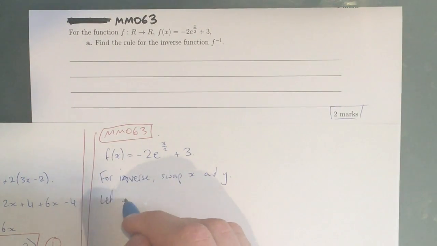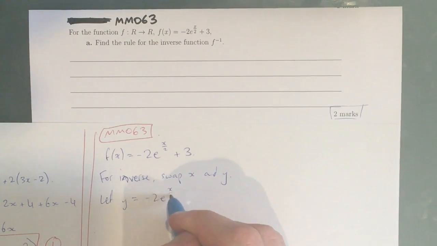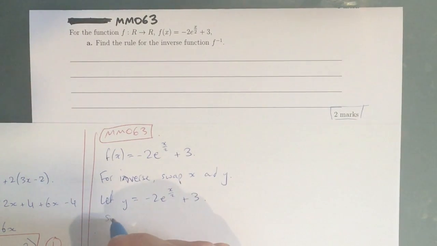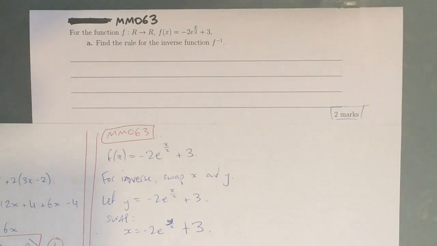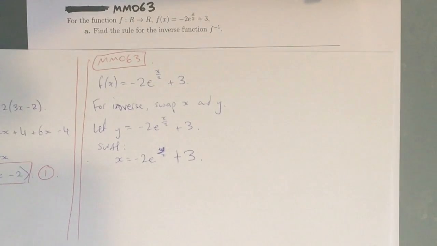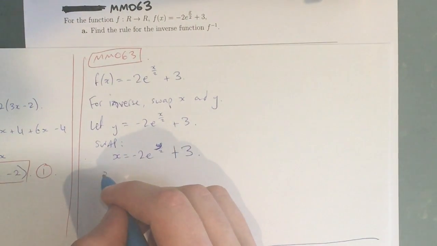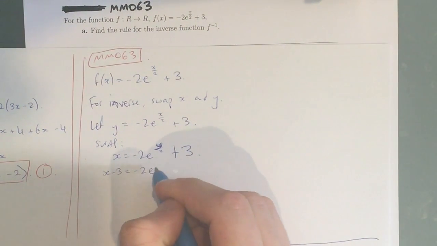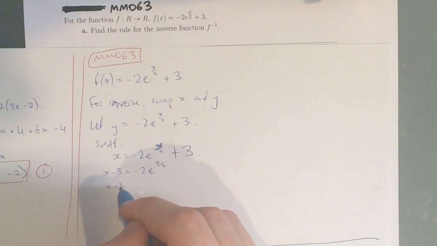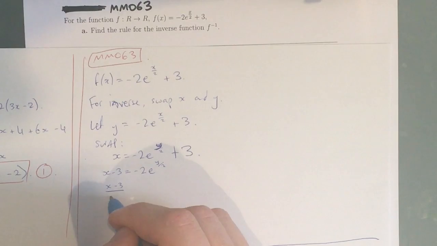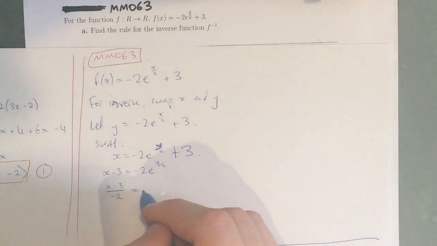So we let y equal negative 2e to the power of x on 2 plus 3, and then we swap, and we get x equals negative 2e to the power of y on 2 plus 3. And then we solve for y. So we end up getting x take 3 equals negative 2e to the power of y on 2. We divide both sides by negative 2, which gives x take 3 on negative 2 equals e to the power of y on 2.